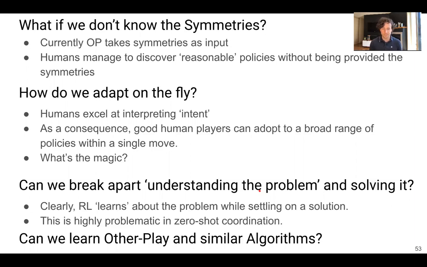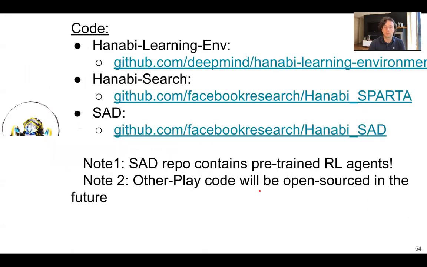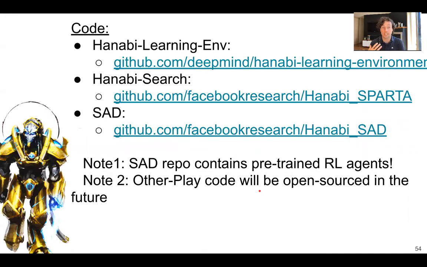What's the magic here? I think what this all comes down to is we have to stop thinking about solving our problems by providing one self-based solution. That's just not appropriate. RL currently learns about the problem when finding a solution, but those have to be two different steps. We have to first be able to understand the landscape of all possible solutions, and then later on decide which ones of these we should play at test time when we're trying to coordinate. And what this asks for is the question, can we learn other play and similar algorithms? I think we're again really early on the journey, and we do want to make that journey as easy as possible for everyone who's excited about this.